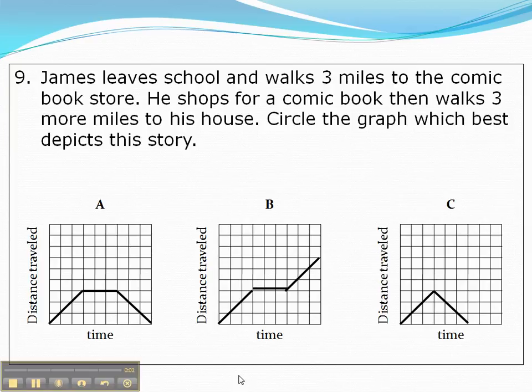Problem 9. James leaves school and walks 3 miles to the comic book store. He shops for a comic book, then walks 3 more miles to his house. Circle the graph which best depicts the story.